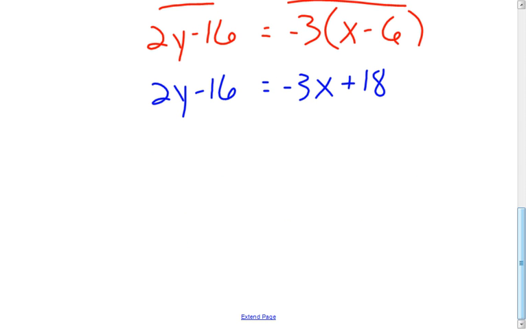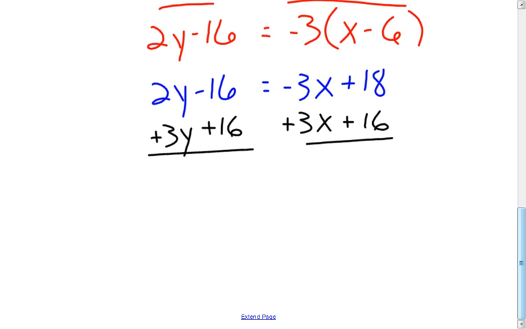Now I'm going to do a lot of moving all at once. Remember, the coefficient of x has to be positive. Right now it's negative. If I add it to the other side, I'm going to have a positive coefficient for x. My x's and y's will now be on the same side. I got to get rid of that minus 16. I'm going to add it to both sides.